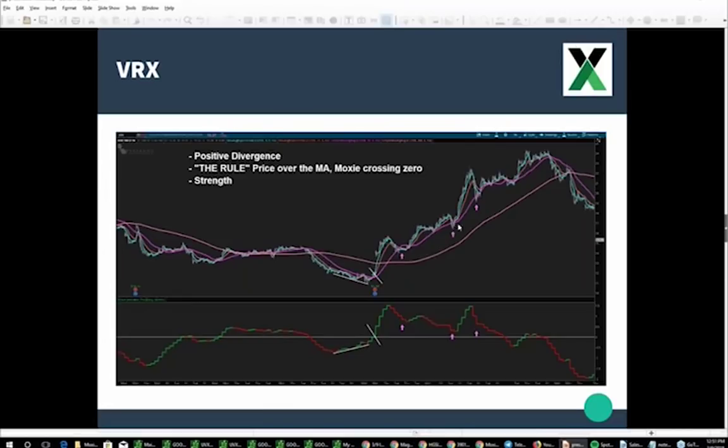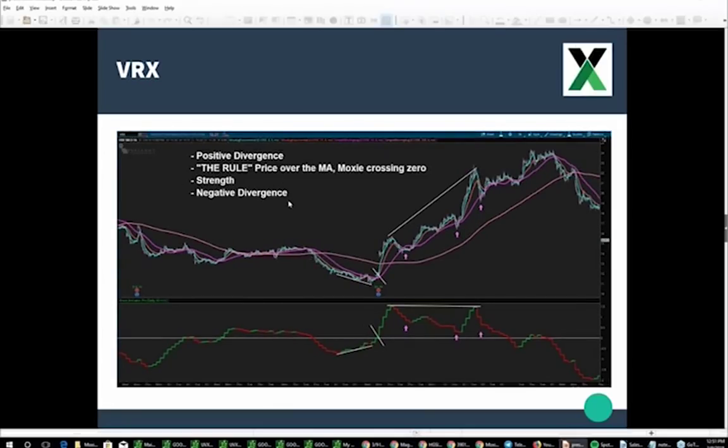How about this? Same thing, we have price below the moving average, but the indicator is still above zero. We still have fuel in the tank, and thank goodness you stayed in, because look at this move that came up here. At this point, we're now looking for negative divergence, because we're in a trade, so we had positive divergence to try and get us in a trade.